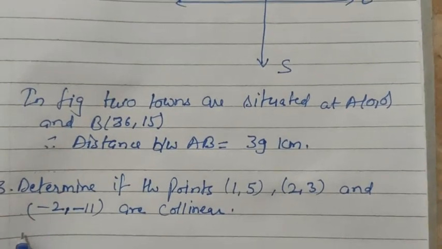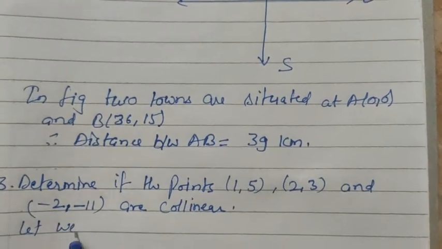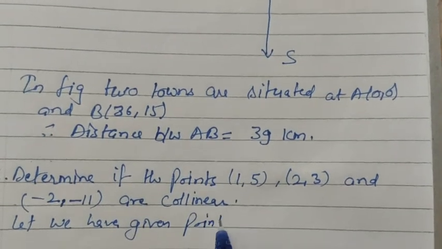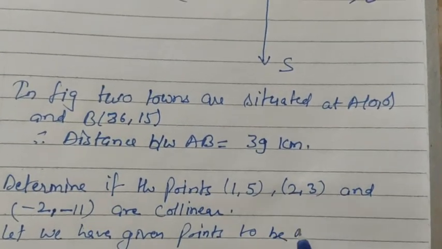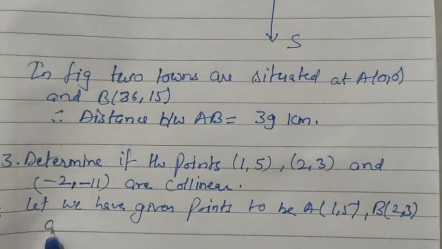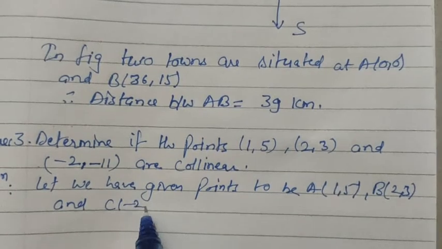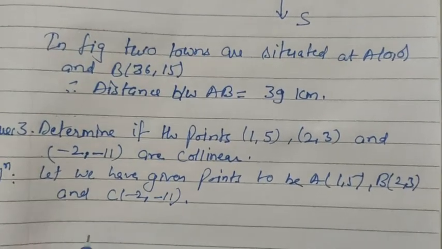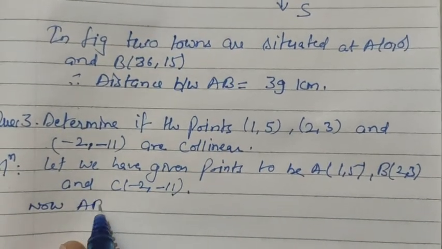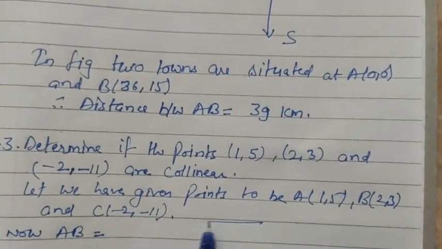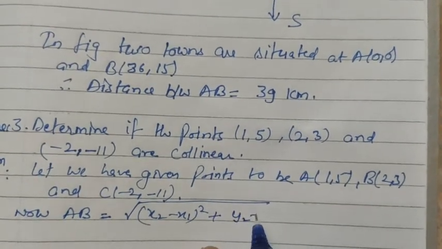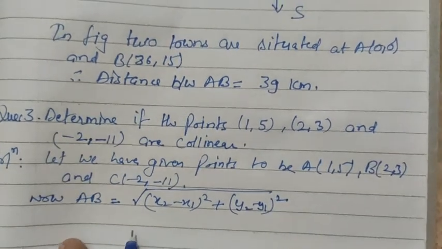So let's start. We are given points A (1, 5), B (2, 3) and C (-2, -11). Now the distance AB, by using the distance formula, will be the square root of (x2 - x1) squared plus (y2 - y1) squared.